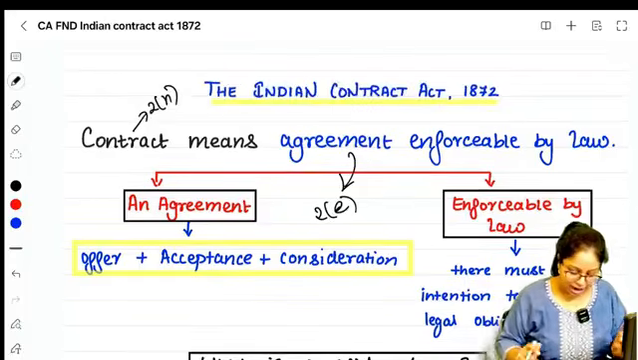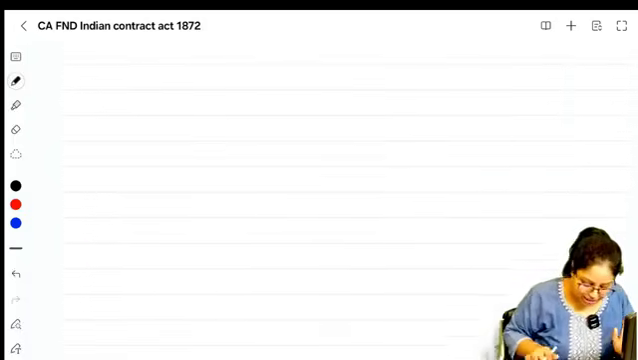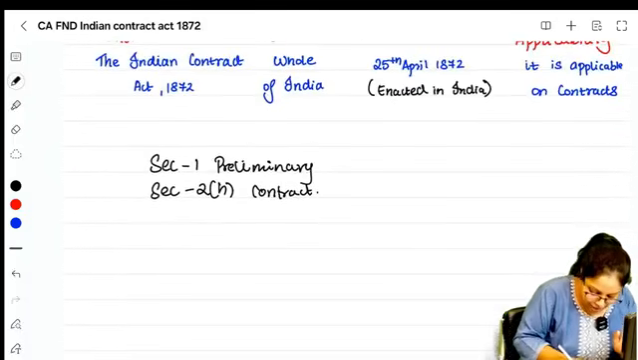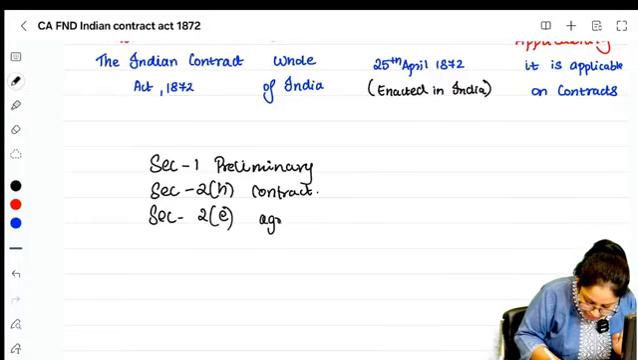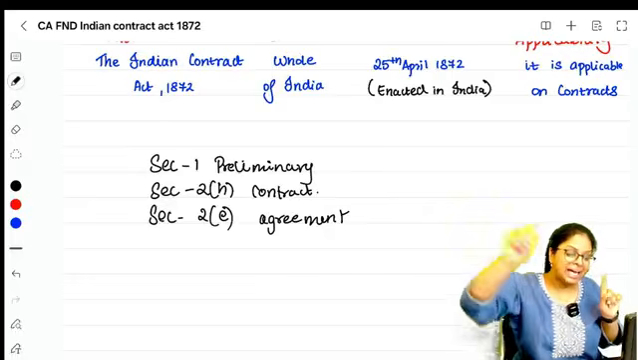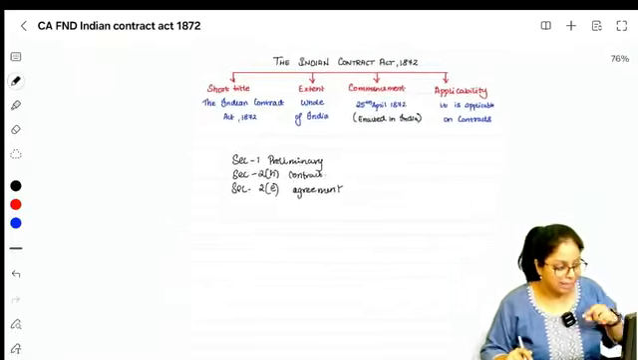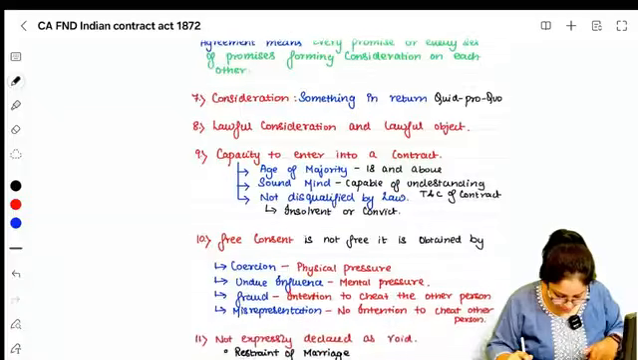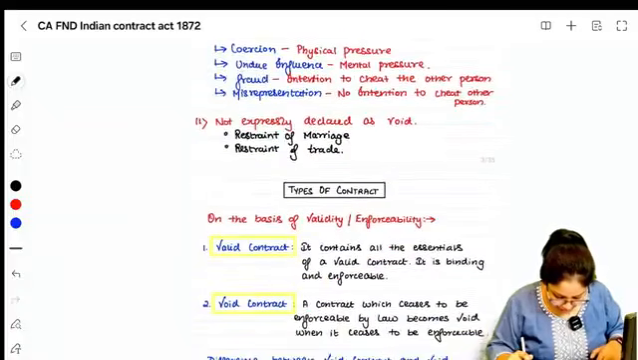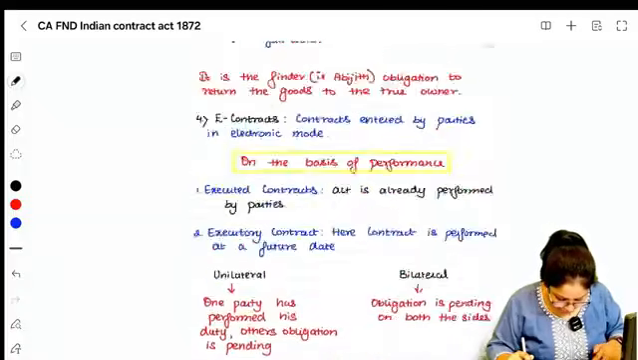An agreement is defined under section 2 clause E. How do you remember it? In class I told you: agree, E, 2E is for agreement. Is that clear, people? Can we study what is an agreement first? Then we will come back to this.